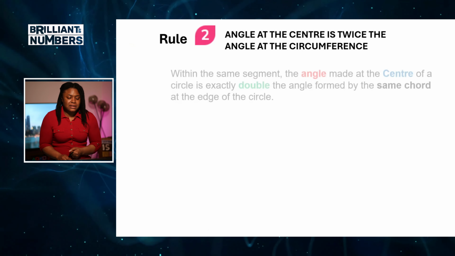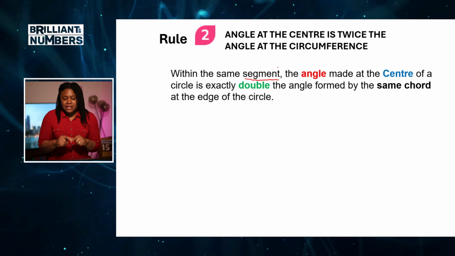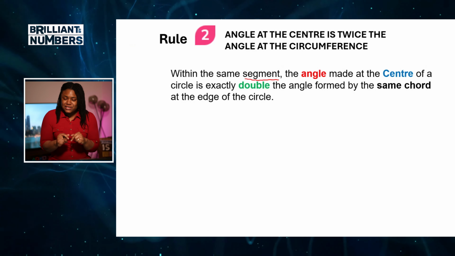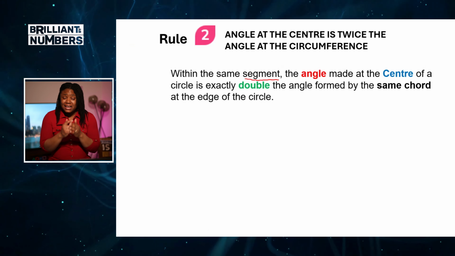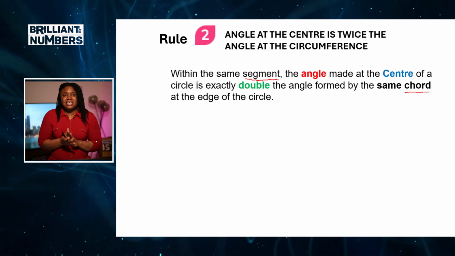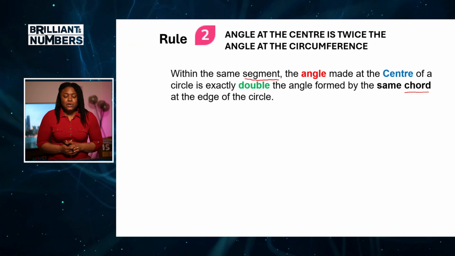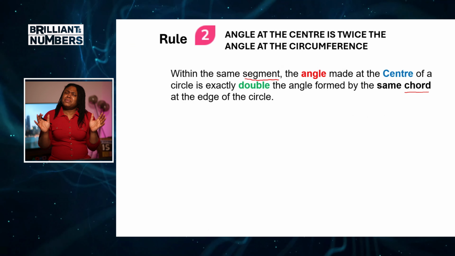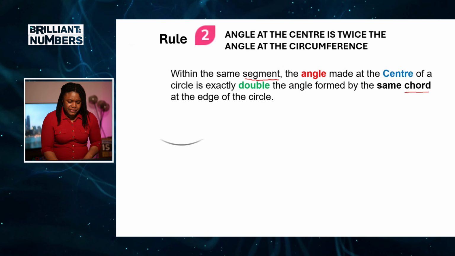Now, within the same segment, very important information here. Again, we looked also at the key vocab segment. So within the same segment, the angle made at the center of the circle is going to be exactly 2 times as much as the angle formed by the same chord at the edge of the circle. See, I've highlighted and underlined key points for you to focus on. So now we're going to look at what that looks like. I know it sounds complex with all these words, but really, let's visualize it.